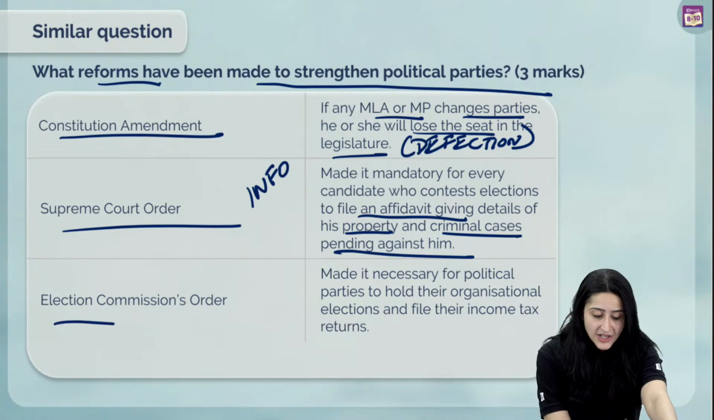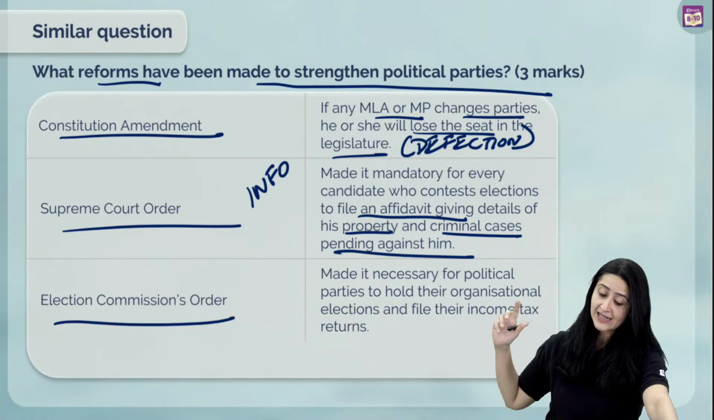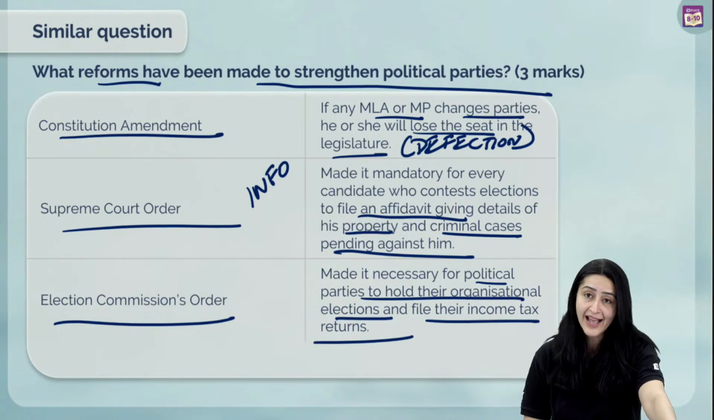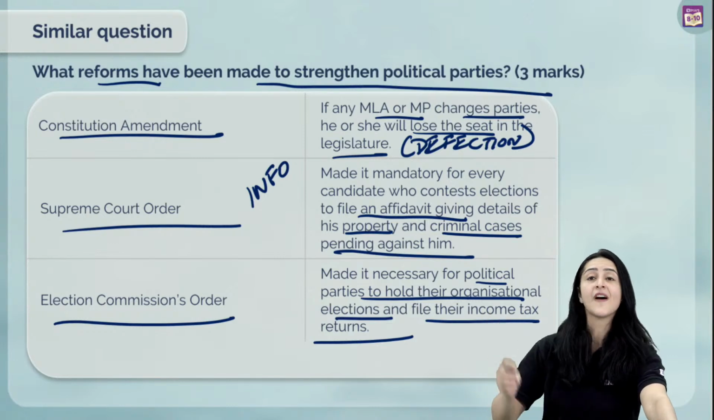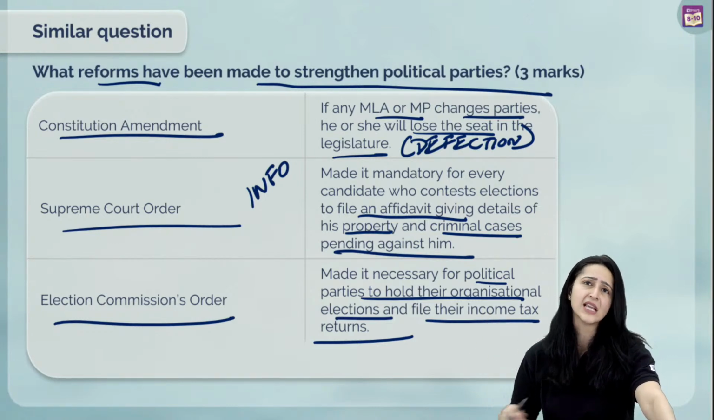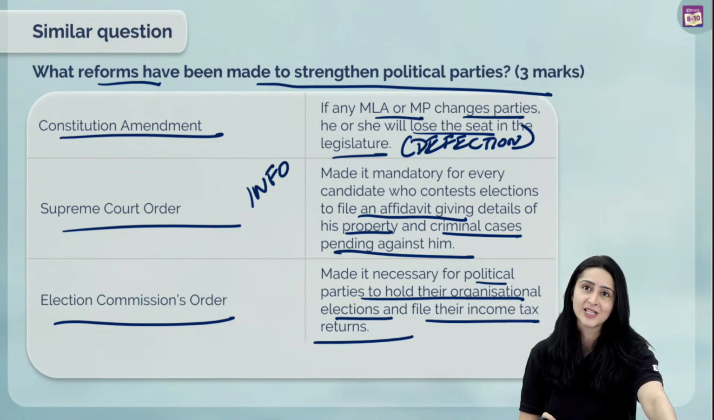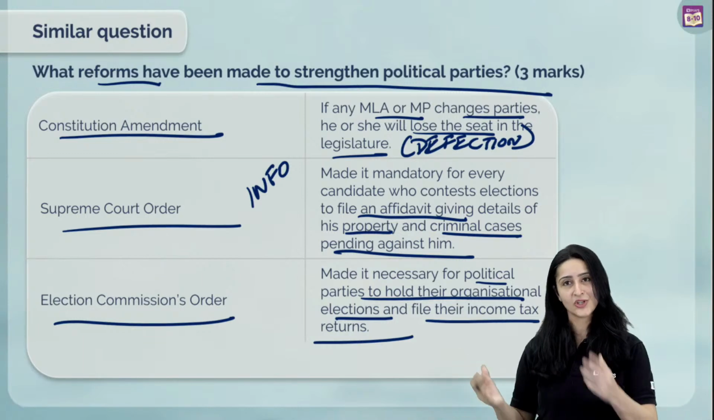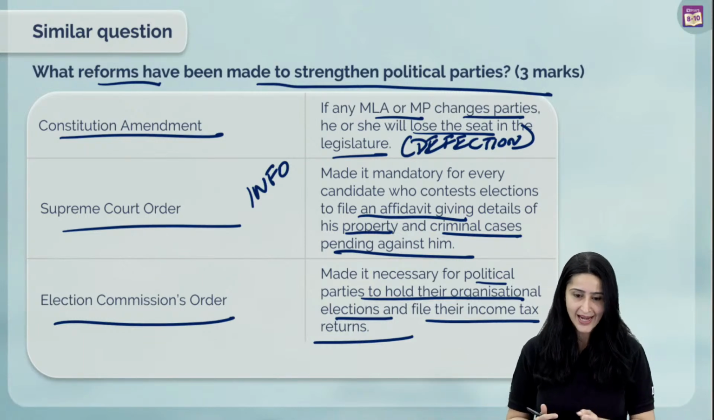Then the Election Commission's order has made it necessary for political parties to hold their organizational elections and file their income tax returns. So this is more financial transparency so that the money cannot just be spent anyhow, right? There is accountability, there is transparency, and these are the reforms that have come about to strengthen political parties, right?